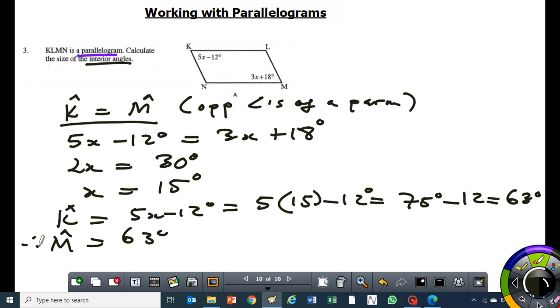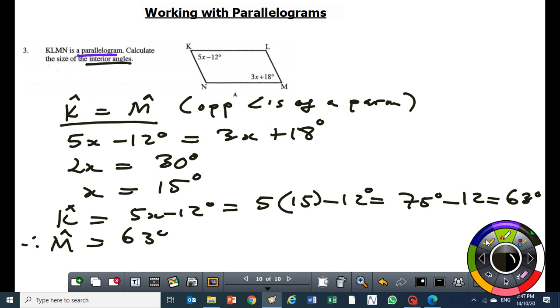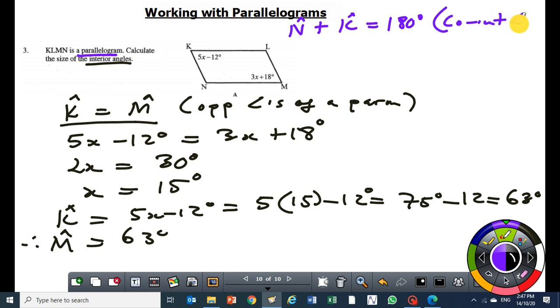Now, N and L, we just have to find one of the two, because they are equal. So, okay, let me go to the next page, but I think I can do it here. Let me use this color. Just carry on here. Angle N plus angle K will give us 180 degrees, because they are co-interior angles. Okay, which lines are parallel? It's going to be KL is parallel to MN.